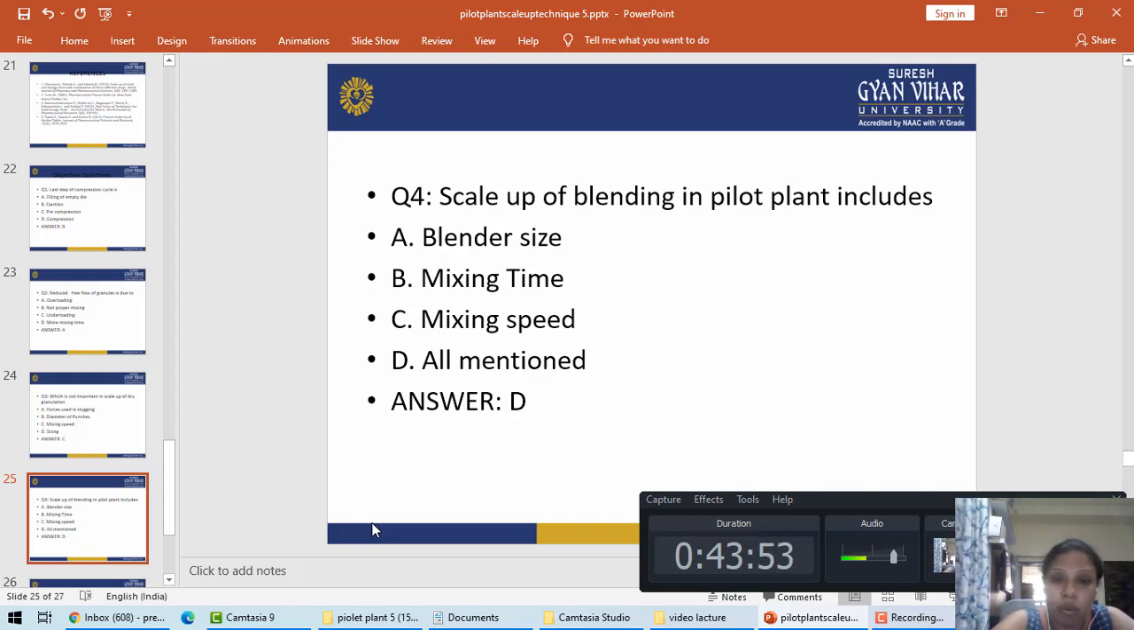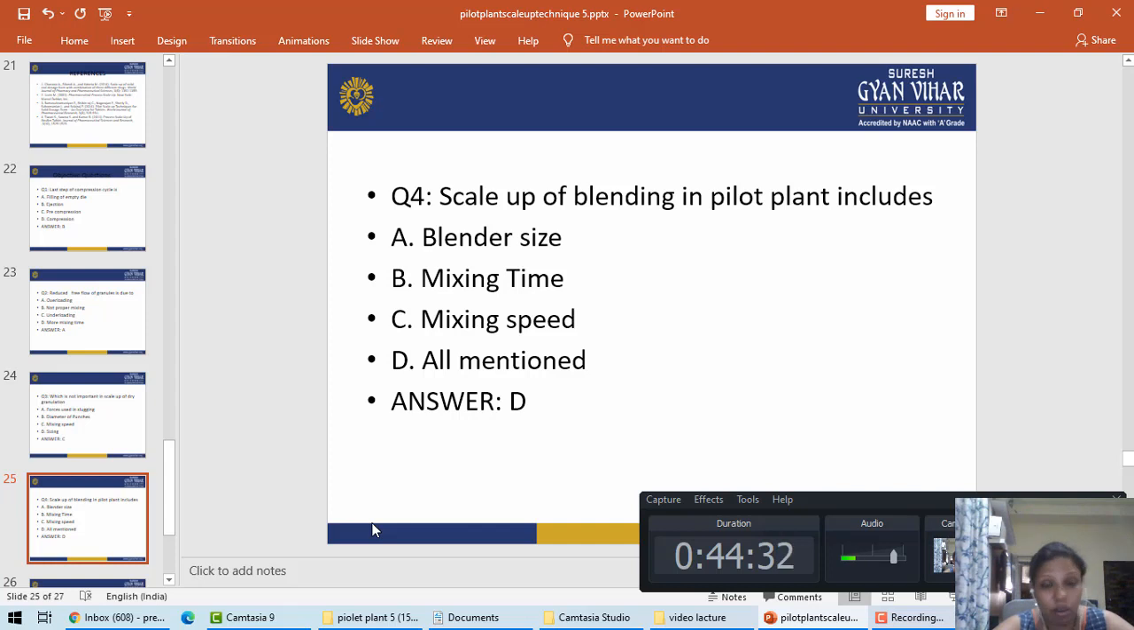The next question is scale up of blending in pilot plant includes: first is blender size, second is mixing time, third is mixing speed, and the fourth is all mentioned. When we talk about any type of equipment-based process, the loading is also important. First is the loading, second is the size of the equipment, then how much we are loading into it, then the time of running, for how long it is running, and the speed of running. These four are the very, very important aspects.